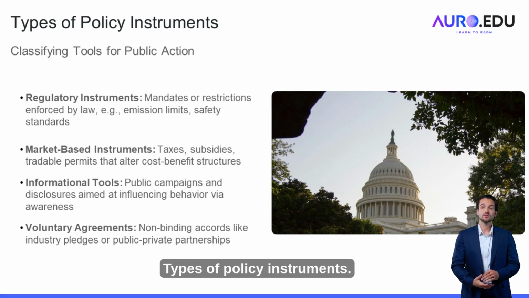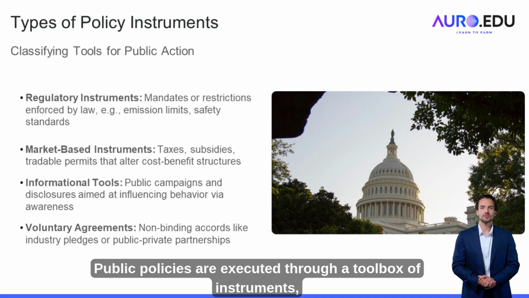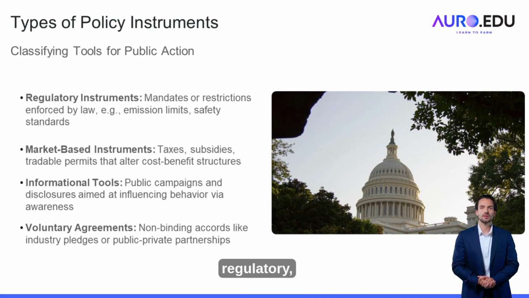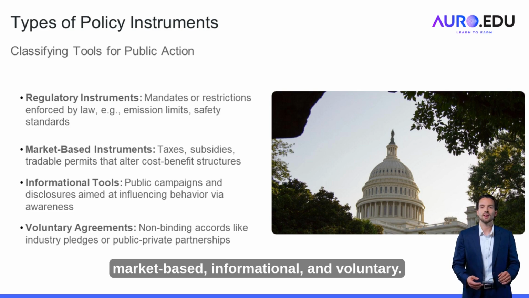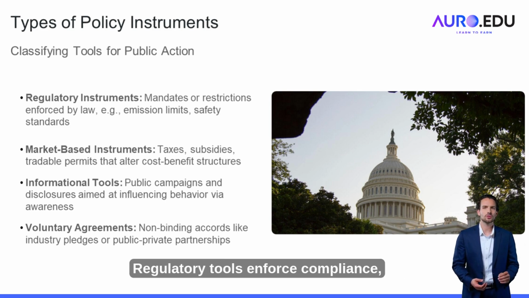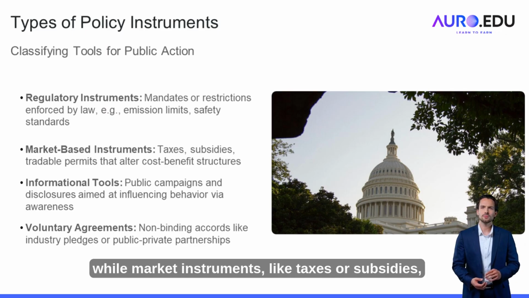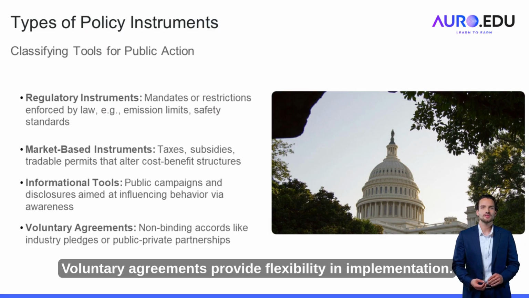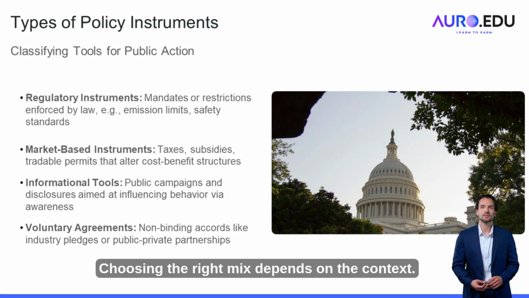Types of policy instruments. Public policies are executed through a toolbox of instruments: regulatory, market-based, informational, and voluntary. Regulatory tools enforce compliance, while market instruments like taxes or subsidies shape behavior through costs and rewards. Informational campaigns increase awareness. Voluntary agreements provide flexibility in implementation. Choosing the right mix depends on the context.